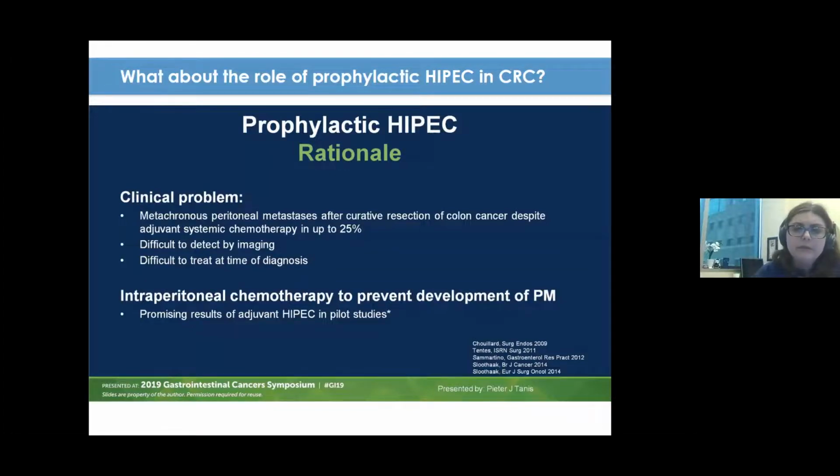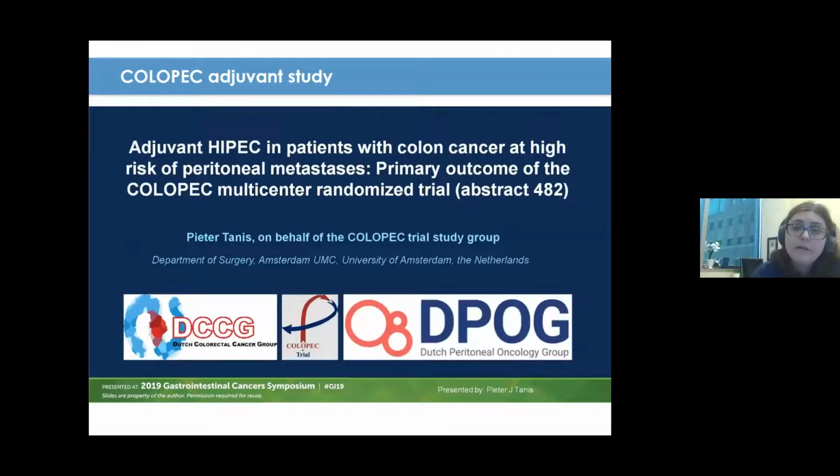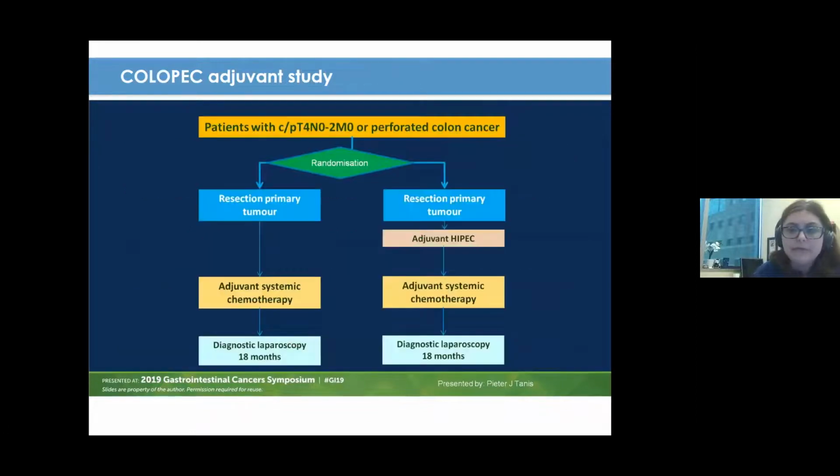So conceptually, you think that doing intraperitoneal chemotherapy to prevent the development of peritoneal metastases will make sense, and there's a lot of encouraging pilot studies that have been done. Because of that, in 2018, there was an abstract presented at GI ASCO that showed the role of adjuvant HIPEC in patients with colon cancer at high risk of peritoneal metastasis. And this was called the Colorectal adjuvant study.